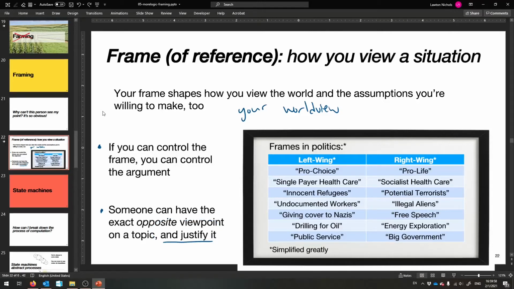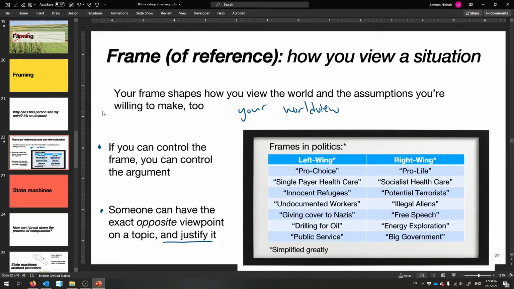So these are frames in politics, and you can see how you can argue and justify things based on this frame. As far as abortion goes, left-wing people think in terms of, okay, I'm pro-choice, whereas right-wing people think, okay, no, I am pro-life. There's a huge difference there. You see that? Just the way that you frame the argument makes you think in a different way. It's fun to think about. That's how it works. Single-payer healthcare versus socialist healthcare.